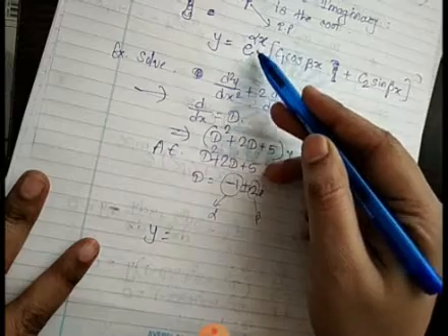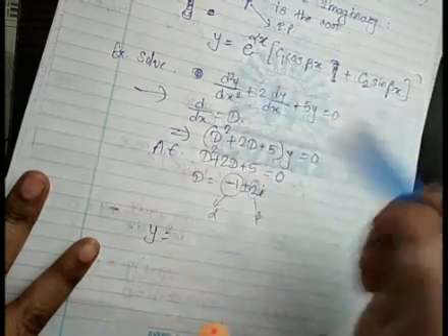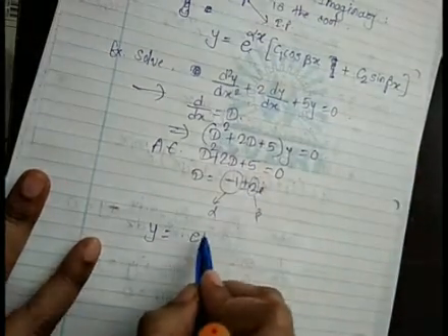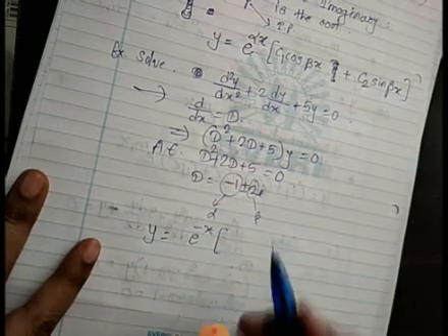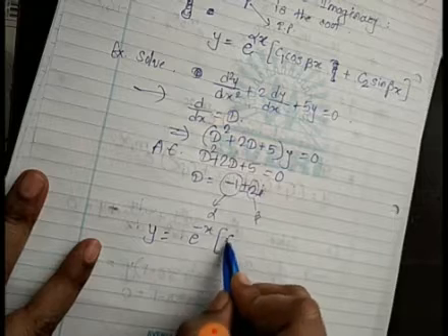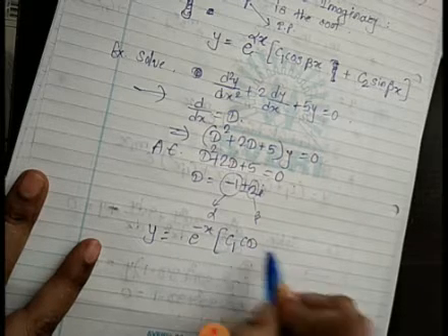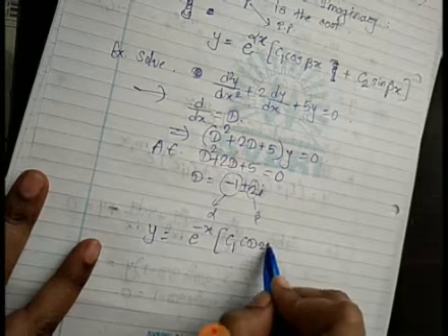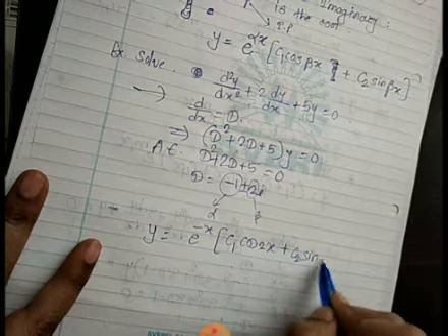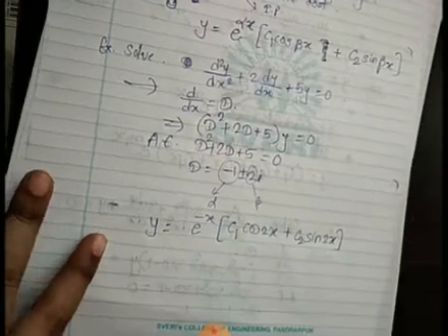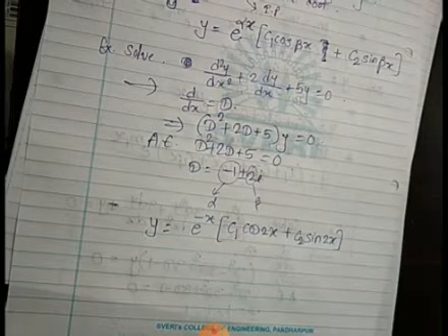So y in this case can be written as e raised to alpha x, where alpha is minus 1, so e raised to minus 1 x, into bracket c1 cos beta x, where beta is 2, so cos 2x plus c2 sin 2x. Very good. This will be the solution.